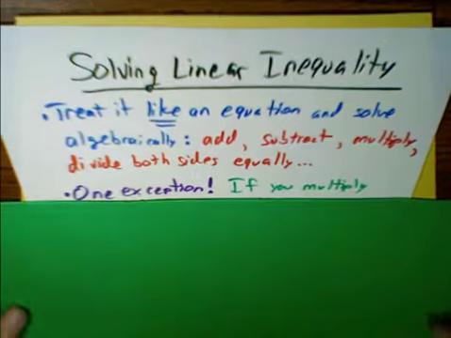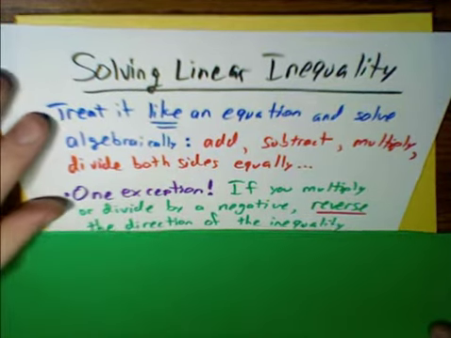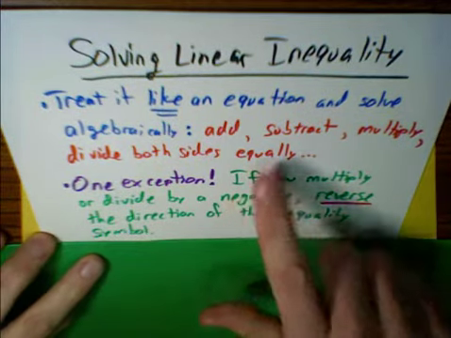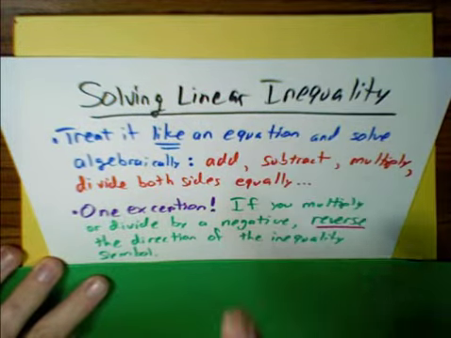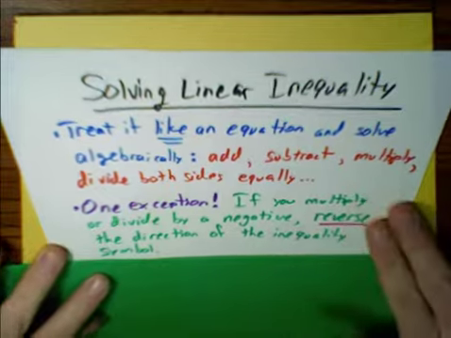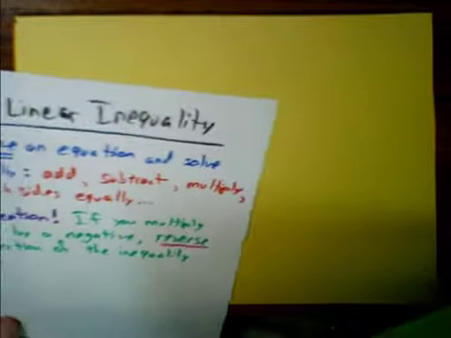However, there is one exception. If you multiply or divide by a negative, you must reverse the direction of the inequality symbol. This is extremely important. So in other words, inequalities are just like equations, solving equations with this one exception. Multiply or divide by a negative, reverse the inequality symbol. Let's try a couple examples.